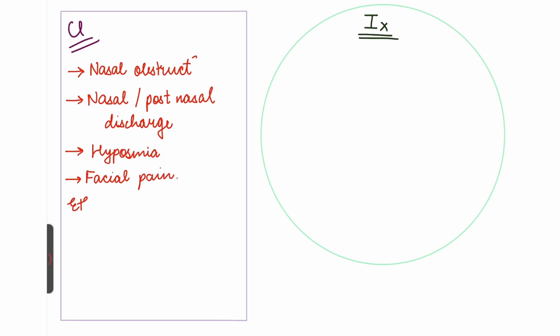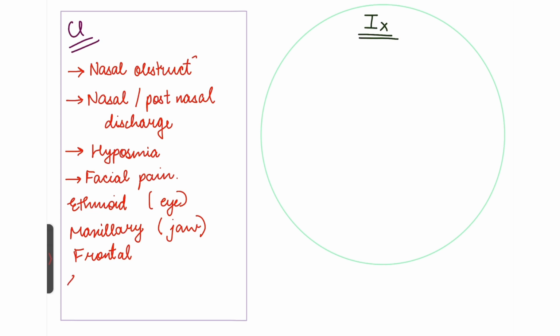In ethmoid sinusitis, pain increases on movement of the eye. In maxillary sinusitis, pain increases on movement of the jaw. In frontal sinusitis, we have morning headache. And in sphenoid sinusitis, the headache is referred to the occiput. I have explained this in the previous video.